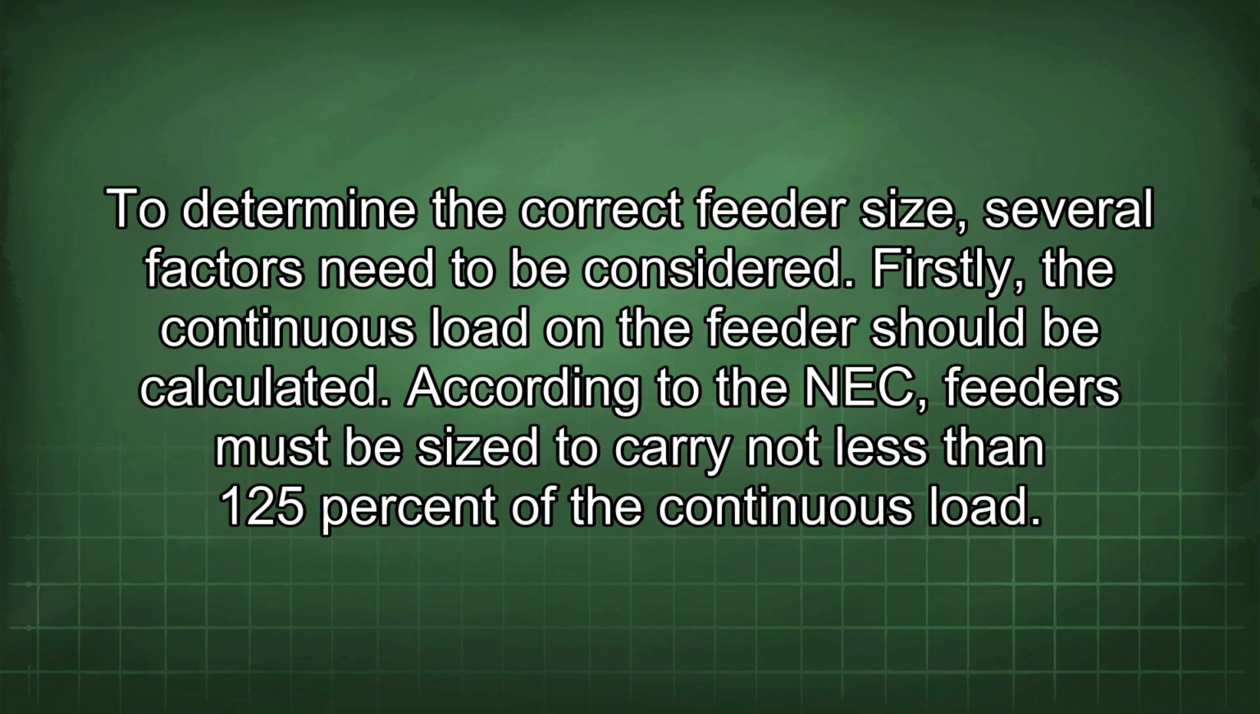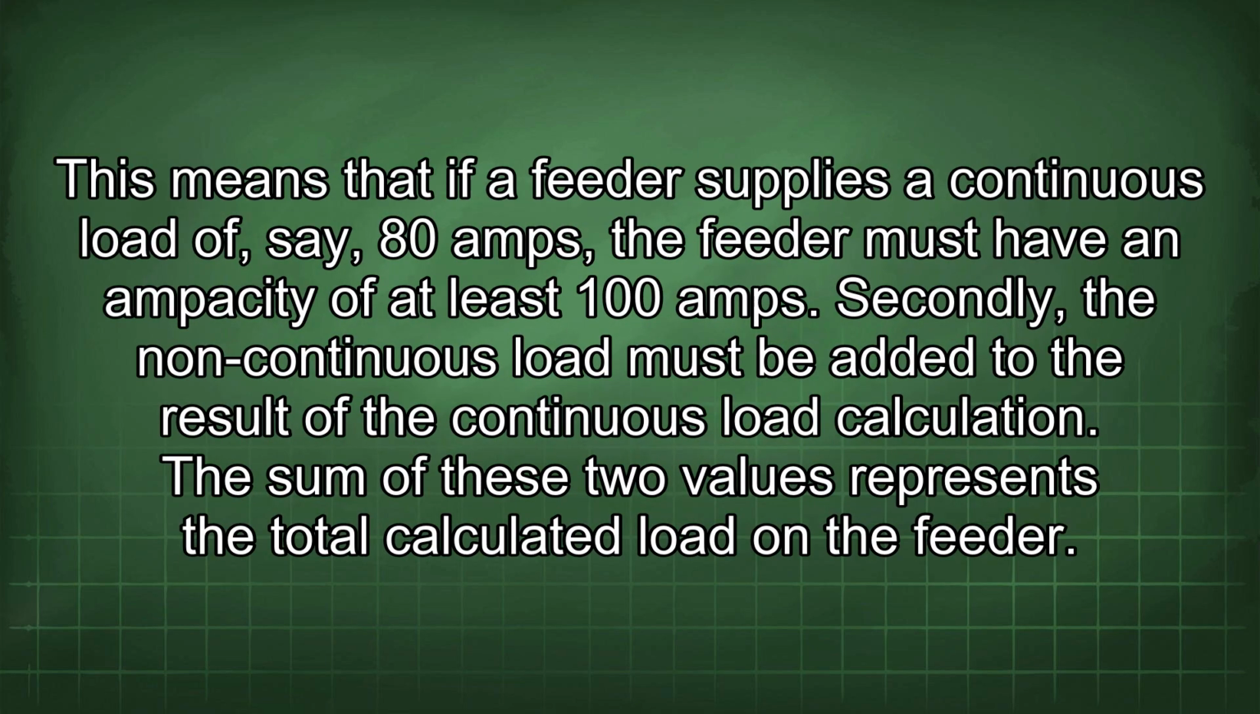To determine the correct feeder size, several factors need to be considered. Firstly, the continuous load on the feeder should be calculated. According to the NEC, feeders must be sized to carry not less than 125% of the continuous load. This means that if a feeder supplies a continuous load of, say, 80 amps, the feeder must have an ampacity of at least 100 amps. Secondly, the non-continuous load must be added to the result of the continuous load calculation. The sum of these two values represents the total calculated load in the feeder.